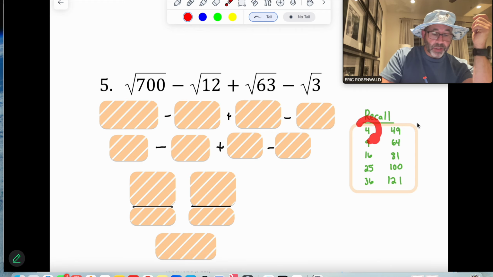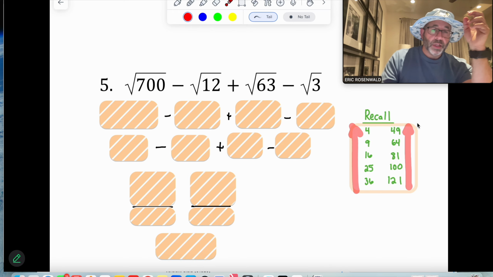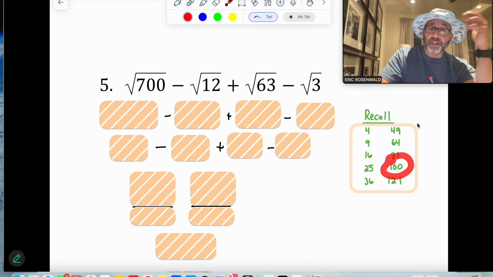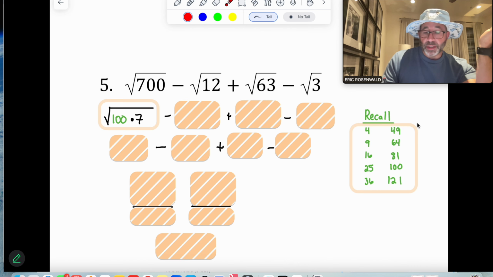A lot of people might jump to 4, but you're not supposed to start with the smallest one. You actually start from the biggest number, and you work your way in this direction, and then this direction. So let's start with 100. 7 times 100 is 700, so we can break that up. The square root of 100 is just equal to 10, so we have 10 root 7.